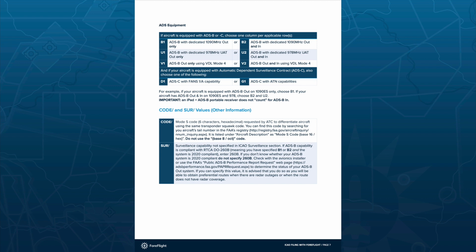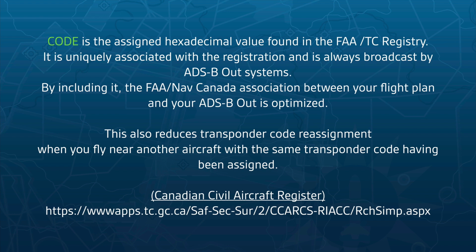The code and SIR values under other information. A code is an assigned hexadecimal value found in the Transport Canada registry, and it's uniquely associated with your registration. And it's broadcast out always by the ADS-B out systems. So by including it, NavCanada actually associates your flight plan and your ADS-B out optimization.